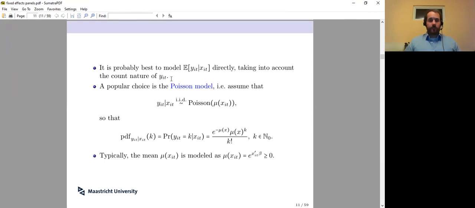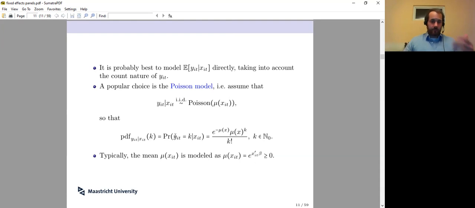So therefore, the most popular choice is probably the Poisson model, where we assume that y given x is Poisson distributed with some mean that depends on x. Here, this is simply the PDF of the Poisson distribution. We see that it depends on the mean here and here. And the mean is modeled as a function of x that is always positive. So the most popular choice is this exponential specification.